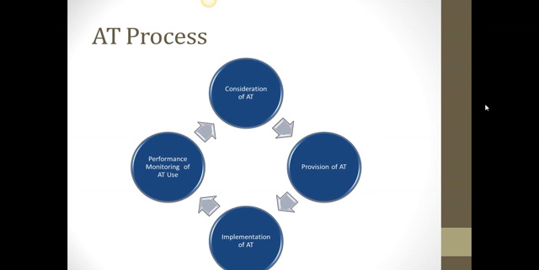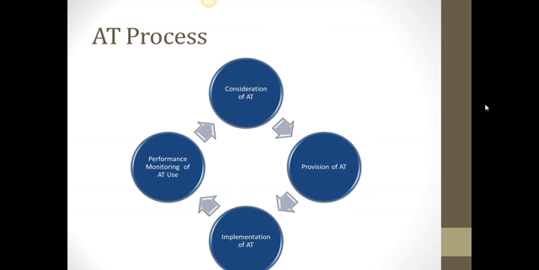So I'd like to review the assistive technology process, and this process is outlined in detail within the Illinois Assistive Technology Guidance Manual. The assistive technology process within the manual focuses on four areas. Consideration of assistive technology, that beginning: does the student need assistive technology? Is the student a viable candidate? And if so, what assistive technology might the student need?